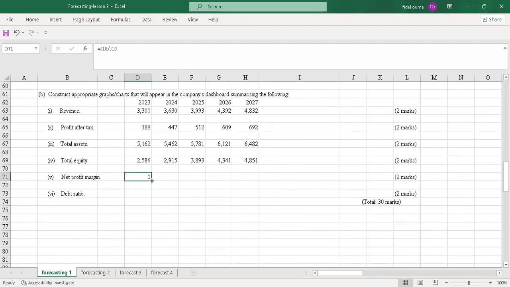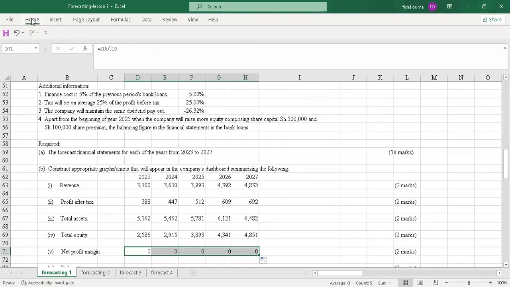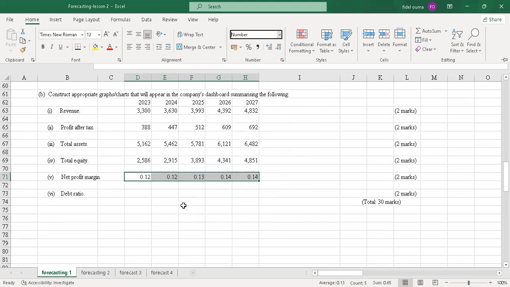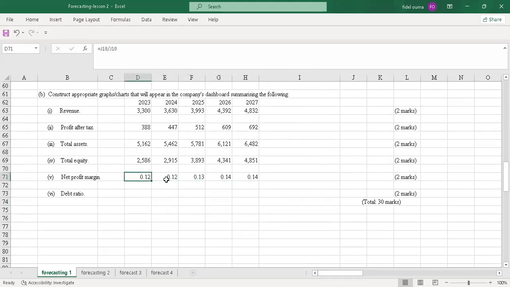So once I have that, you just drag it all through. Then I'll change it. I'll go here and say general, or I say number. You just say number. Yeah. So once I say number, these are the margins.